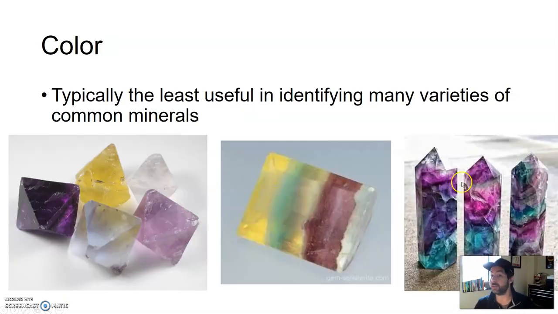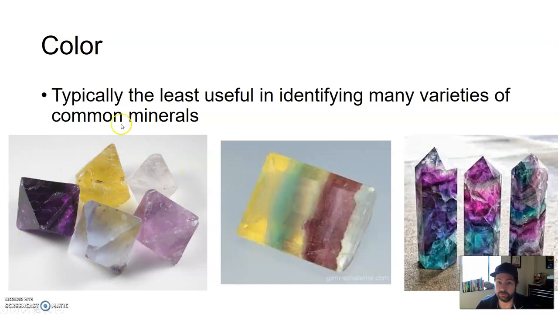Another characteristic that we look at to identify minerals is, of course, color. Minerals come in all shapes, sizes, and colors, but this is typically the least useful in identifying many, many varieties of common minerals. Not that it's not useful, it's just that color can be the least useful. Because you see a color and you're like, oh, it's because of this color, it must be this thing. Well, this is a different color, it must be a different thing. No, there are some minerals that are all the same mineral, but they're all different colors.